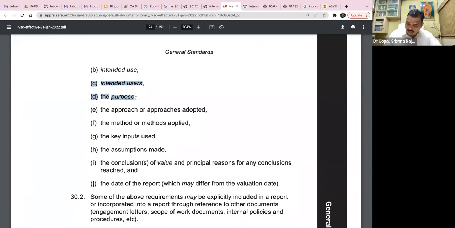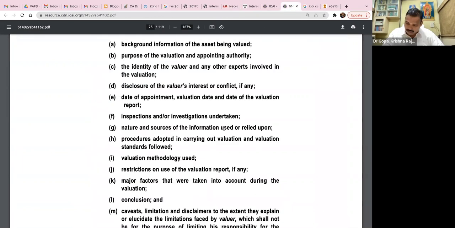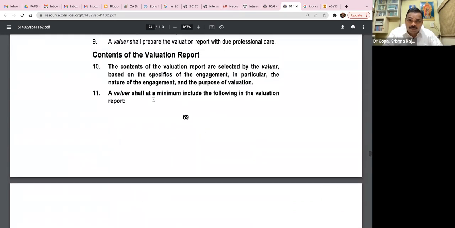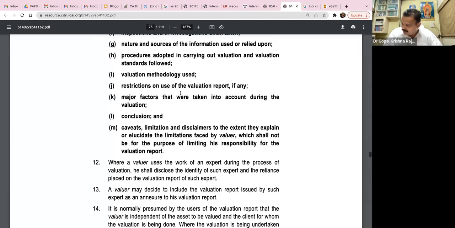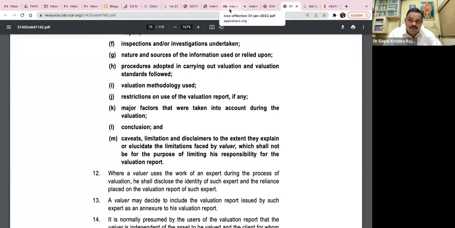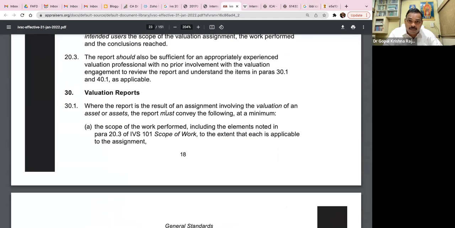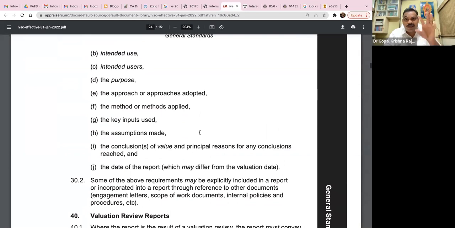Now I want to make one more observation here. Your ICA valuation standard speaks about 13 paras. 1, 2, 3, 4, 5, 6, 7, 8, 9, 10, 11, 12, 13. Wow. So I will say your ICA valuation standards are more superior. But one thing I will claim, here also they say shall report at minimum. So that means these 13 paras are only minimum. Even the international valuation standard also says must convey at the minimum. So these 10 paras are only minimum.